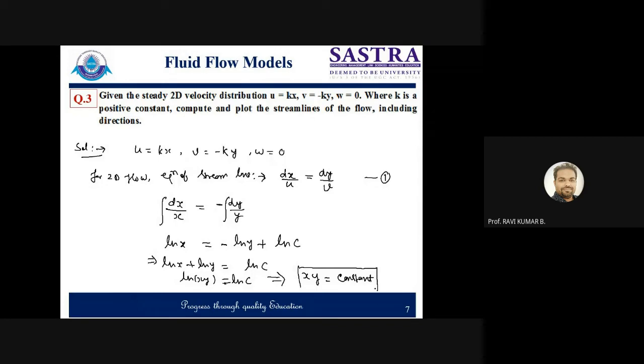What is this equation? x into y is equal to constant is a hyperbolic equation. Based on the values of x and y in the coordinates, we have a total of 4 quadrants: positive-positive, where both values are positive, then positive-negative, negative-negative, negative-positive. If you want to draw the behavior of the streamline in all 4 quadrants, you can get the behavior, and also you can find out the directions. Now the thing is how to find the directions. In order to find the direction, you have to look at the velocity components. If you look at the u value, for any positive value of x, u will always be positive. For any positive value of y, v is always negative.